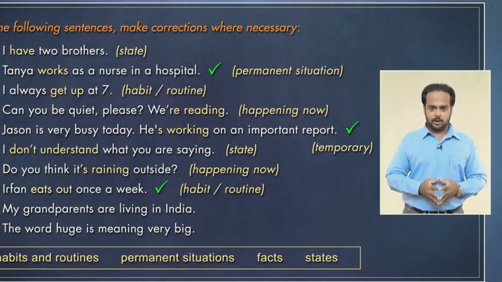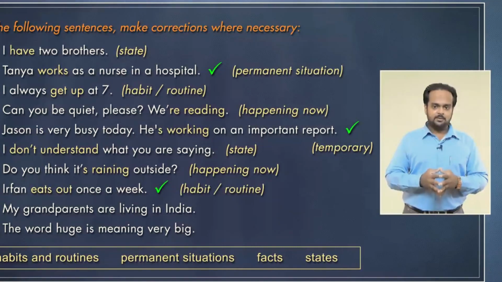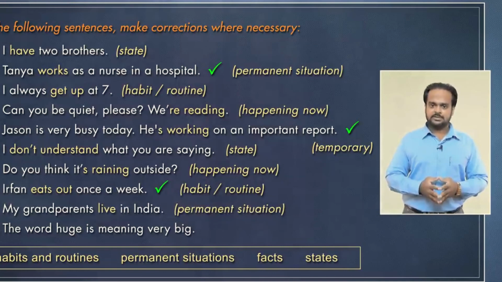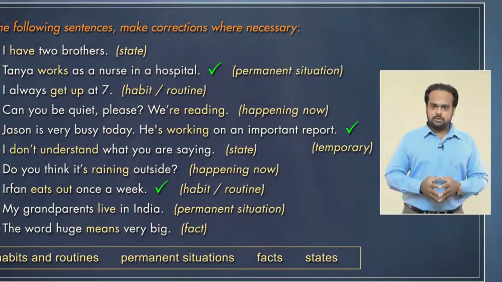Number 8 is correct. It talks about habit or routine. Number 9 is wrong. My grandparents live in India is the right answer, because this is a permanent situation. And finally, number 10 is also wrong. It should be, the word huge means very big, because this is a fact. So you cannot use the continuous form here. You need to use the present simple.